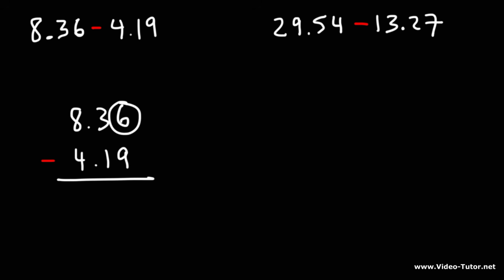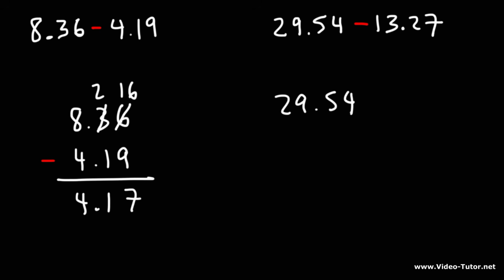So if we take the top number 6 and subtract it by the bottom number 9, 6 minus 9 will give us a negative number, negative 3, and that's not going to work. So what we need to do is borrow a 1 from the 3. The 3 will become a 2, and we could transfer the 1 to the 6, where it becomes 16. So now we could subtract 16 minus 9, and that will give us 7. 2 minus 1 is 1, and then 8 minus 4 is 4. So we get 4.17. Now feel free to pause the video if you want to try the second example.